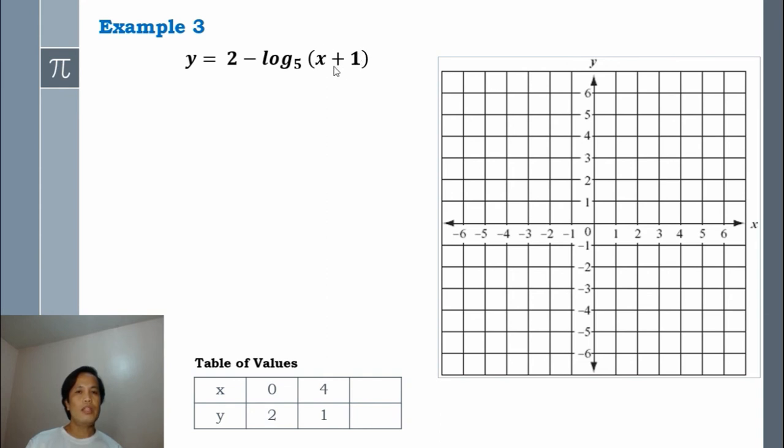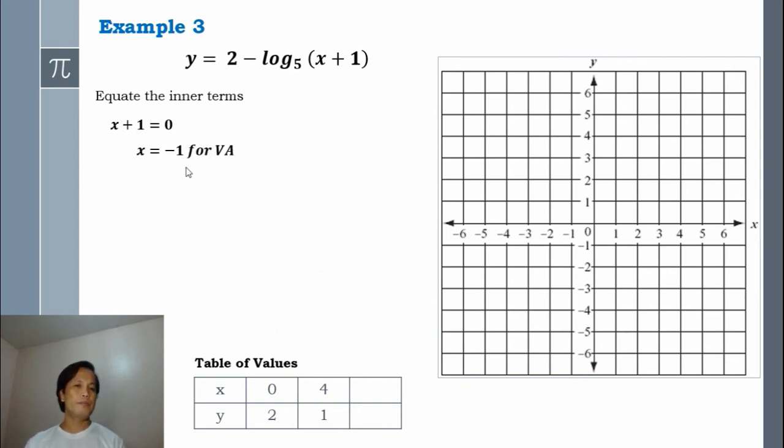We need to equate this one again into 3 values. Number 1, equate to 0, equate to 1, and equate to whatever is the base. In this case, our base is 5, so meaning we will equate this one to 5. Therefore, we have x plus 1 equate to 0 for the vertical asymptote. Now we have to use subtraction property. This becomes x equals negative 1. Therefore, our vertical asymptote for this function is the line x equals negative 1.